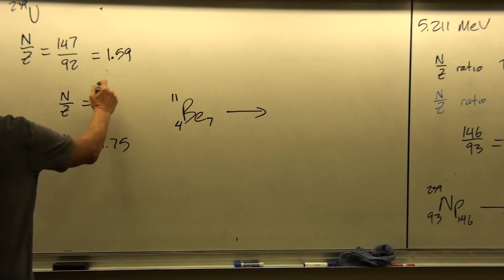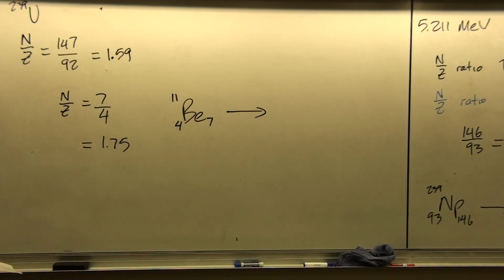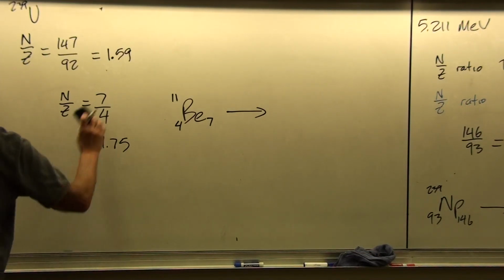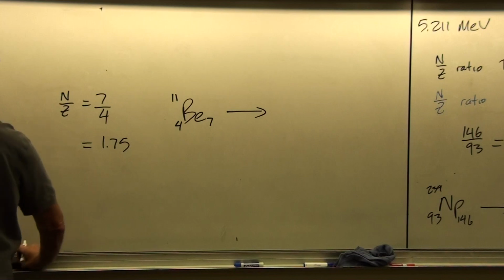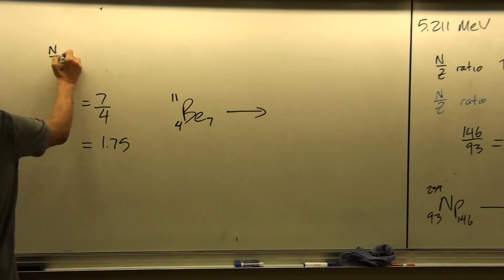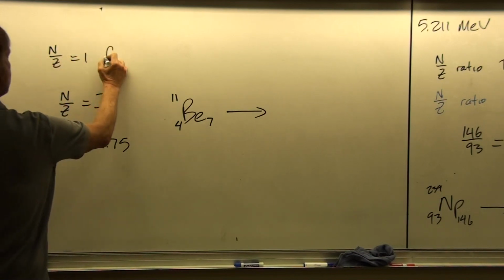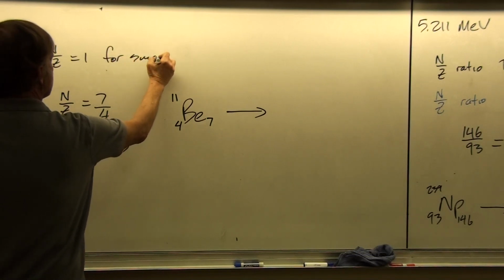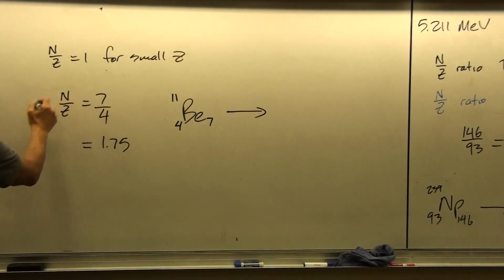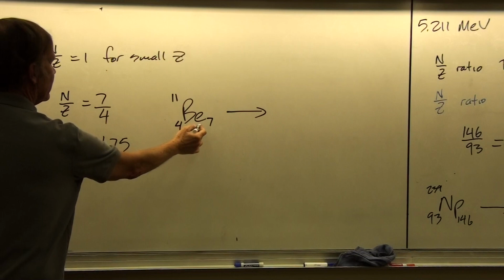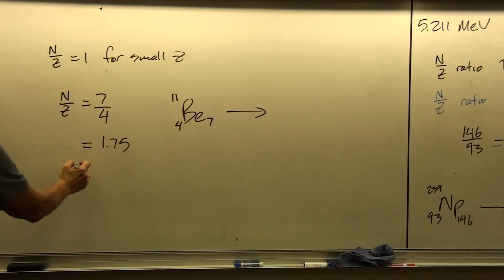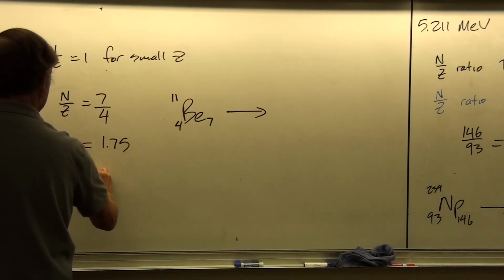So that would be high even if we were in the large Z approximation. But here in the small Z approximation, we want N over Z to be 1. So this is really going to have a tendency then to want a beta decay because the N to Z value is way, way too high.